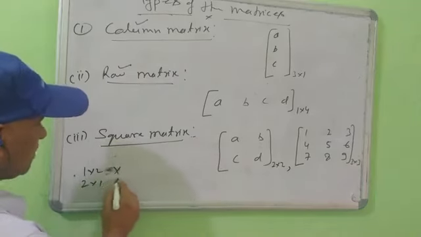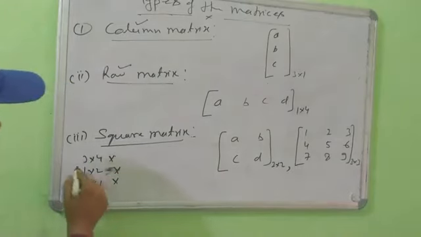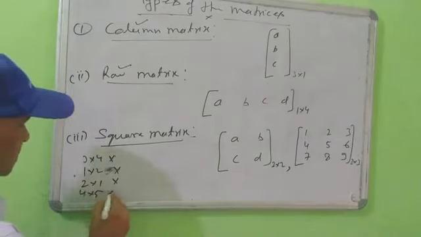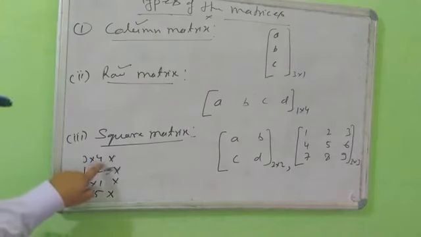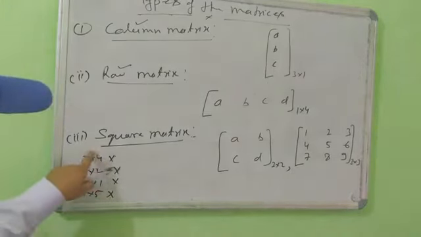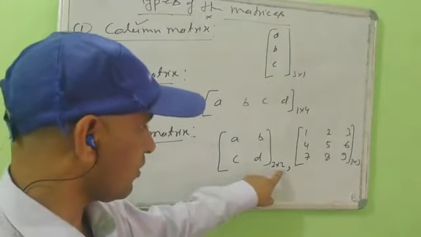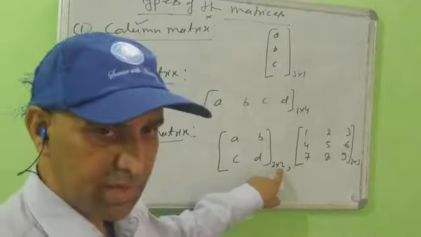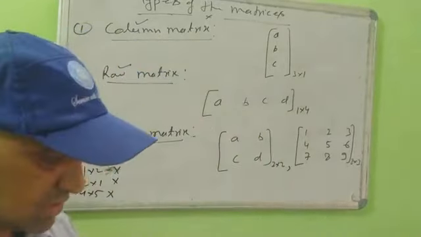Here 2 into 1 is not a square matrix. 3 into 4 is not a square matrix. Here 4 into 5 is also not a square matrix. It means the number of rows and columns is different, so we can say this type of matrix is not a square matrix. If the number of rows and columns are the same, then you can say the matrix is a square matrix. Is it clear?